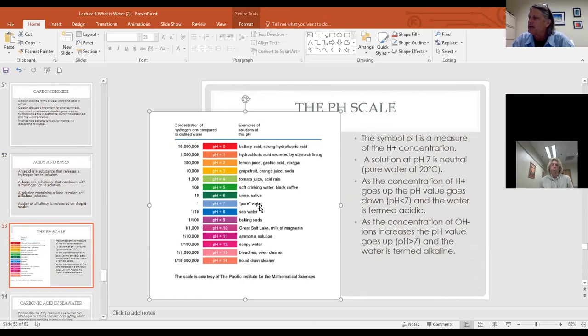Pure water is 7, distilled pure water. Living things, seawater, slightly basic, in the 8 range. Saliva, urine. Coffee is acidic. Acid rain, tomato juice. Liquid drain cleaner is very basic. Bleach is very basic. Oven cleaners. So this just gives you a sense of what the pH scale is: the concentration of hydrogen ions or OH ions in the solution.